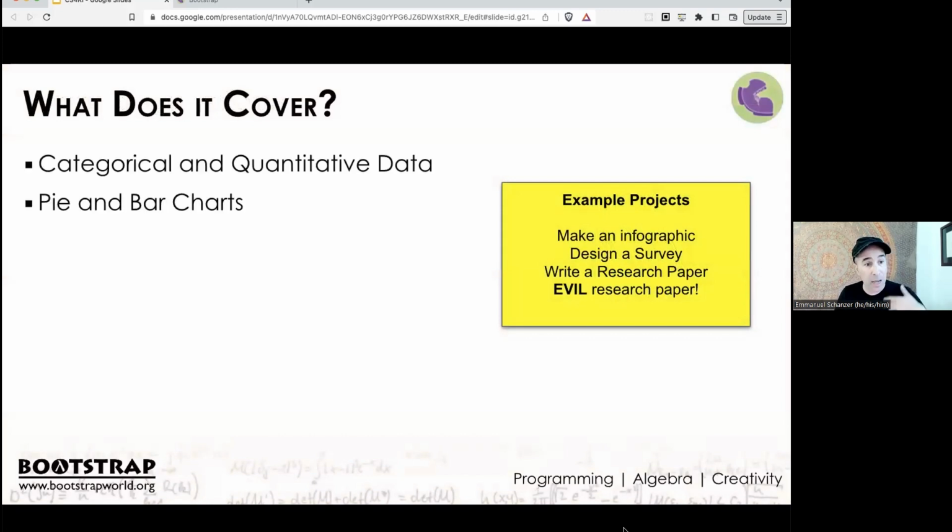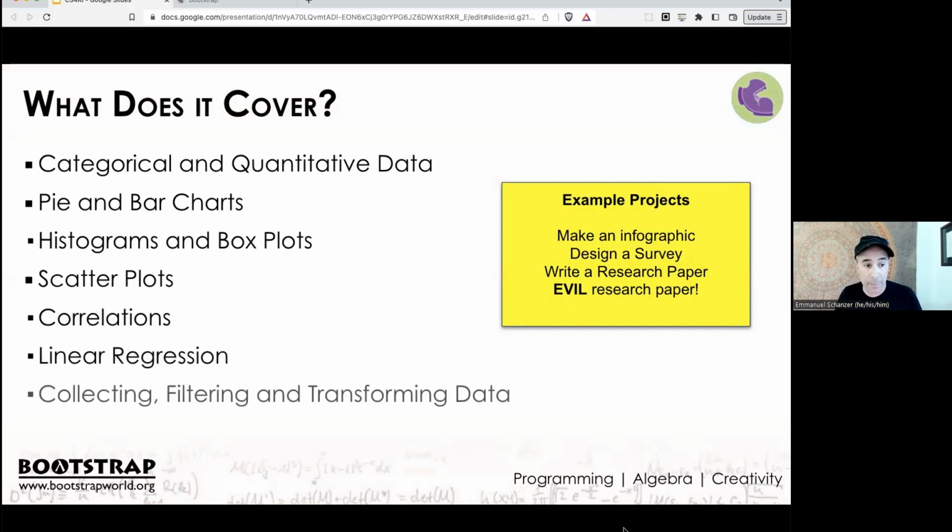The full course covers a ton of middle and high school statistics standards, as well as the programming necessary to implement them. And students build infographics, they design surveys, they write research papers. We even have an evil research paper project where students learn how data can be misreported or manipulated. And they create evil versions of their papers, and then they swap with a friend. And the goal is, can you figure out how your friend misused data science to draw manipulative conclusions? Kids have a lot of fun with it. They love trying to sneak slime past one another. And ultimately, they learn how to become critical consumers of data.